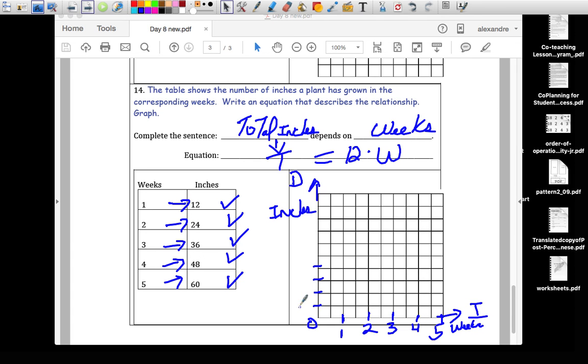We're going to go by 12s. Let me have 12, 24, 36, 48, 60. We could also skip by 2s. Every 2 boxes would be 12. Skip 2 again, 24. Skip 2 again, 36. Skip 2 again, 48. And skip 2 here, 60. So in 1 week, 12 inches, in 2, 24, in 3, 36, 4, 48, and in 5, 60. And we can go on and on and on. So connect the dots, stretch the line out. Okay, and here is our graph.